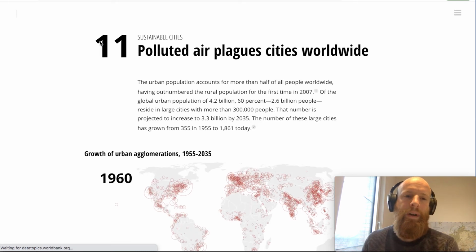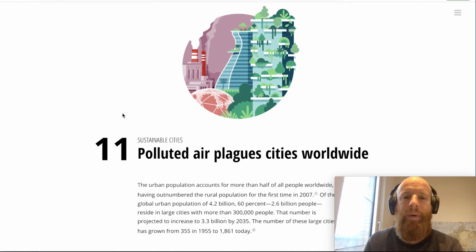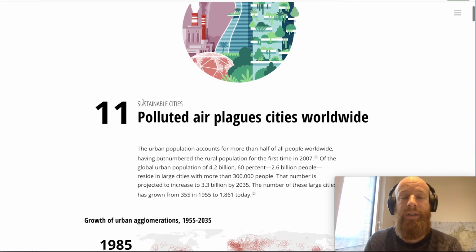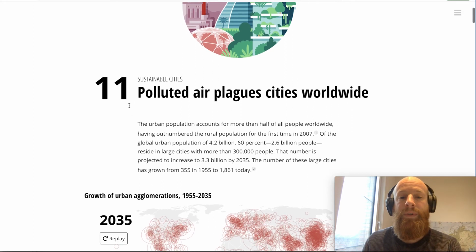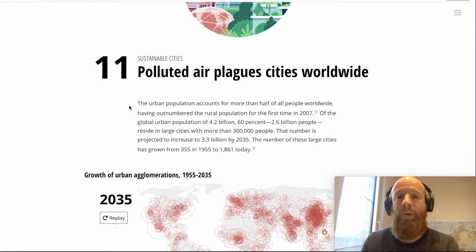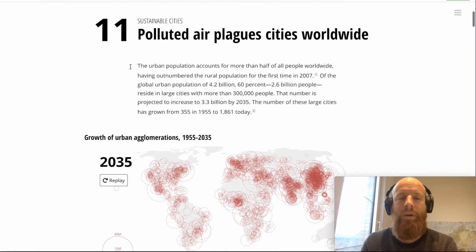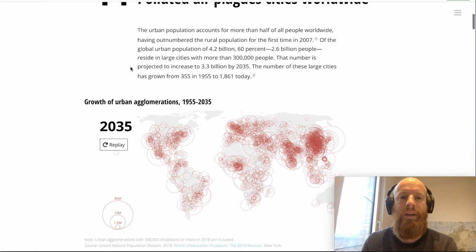This is chapter 11. It's about sustainable cities. The Sustainable Development Goal 11 is about sustainable cities, but we decided to focus on air quality. So for some of these goals, we focused on just one particular topic within the goal, and for goal 11, we focused on air pollution in cities.